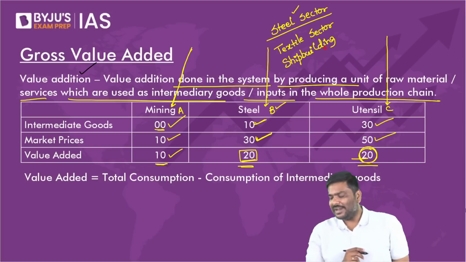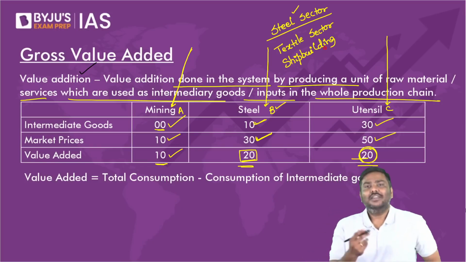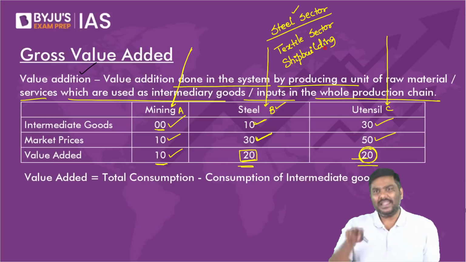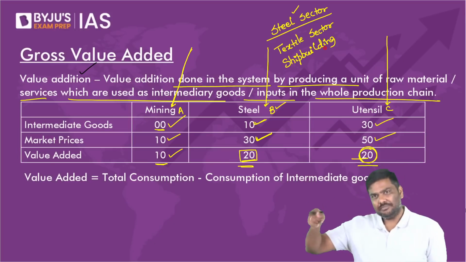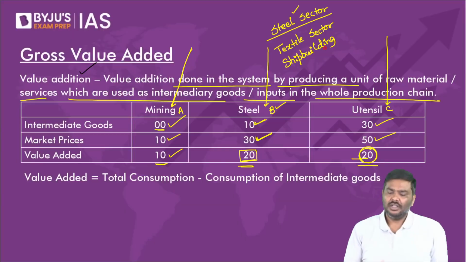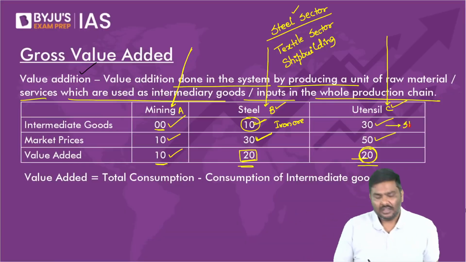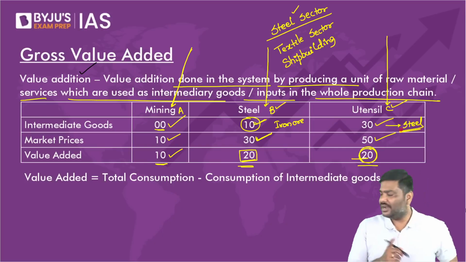What is an intermediary good? My dear, what is the meaning of intermediary good? Any input or raw material that you use, convert, process, and sell in the market. Company B will use a raw material. What is the raw material? Iron ore. Simple. Iron ore will be the raw material here. Company C will use a raw material input. What is the raw material here? The raw material is basically steel sheet. Done? So this is basically how gross value addition is calculated.